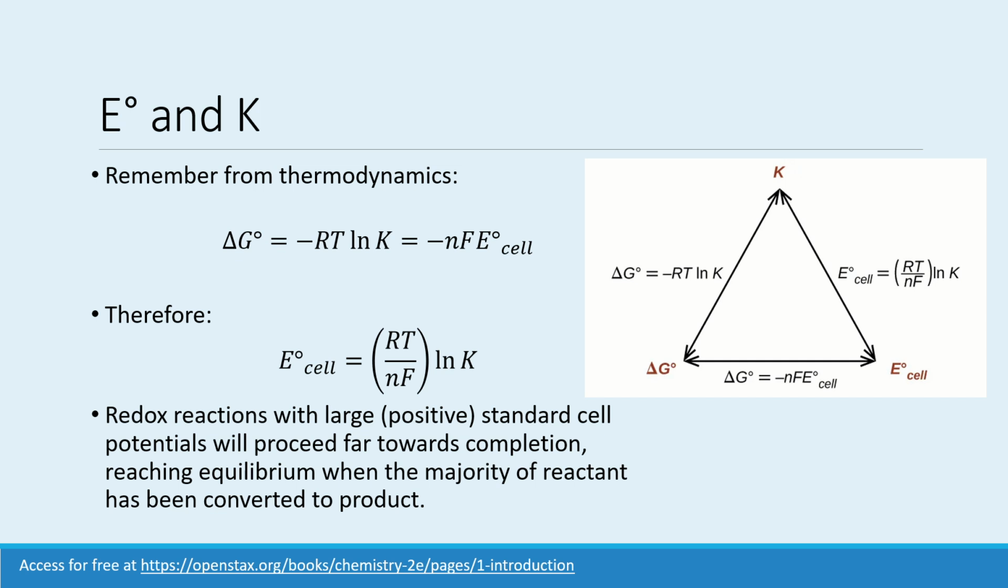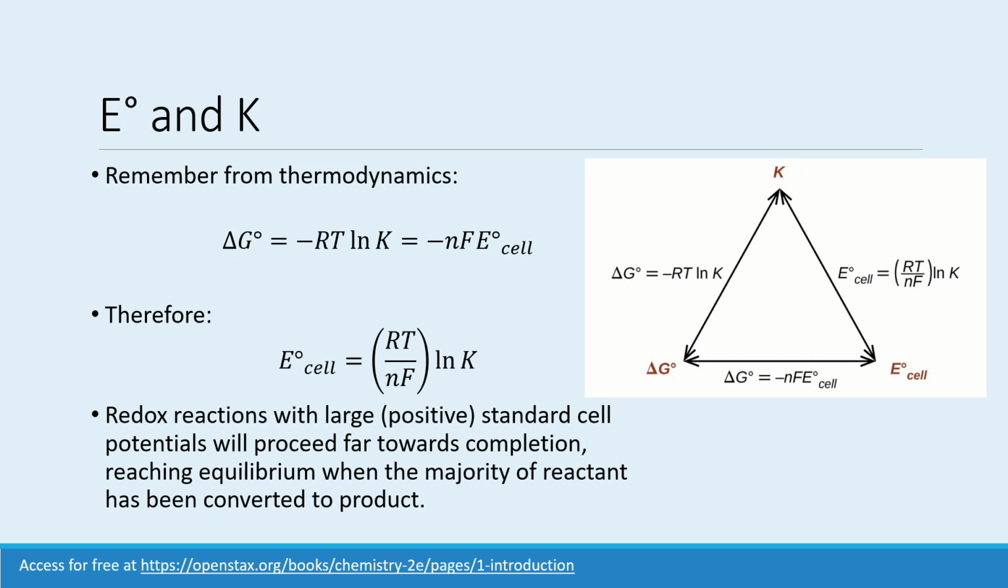And the way we do that, we can rearrange the equation. And of course, you get the standard cell potential equals RT over nF times the natural log of the equilibrium constant. And so this diagram here to the right just kind of gives you all the three equations in order to relate those three different types of variables, K, delta G, and your E, standard cell potential.